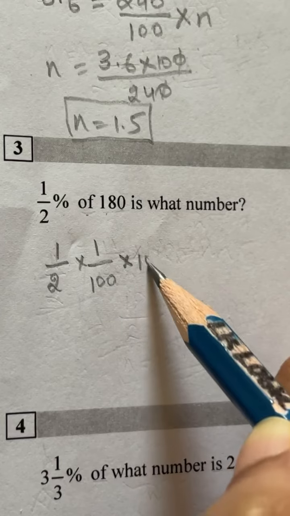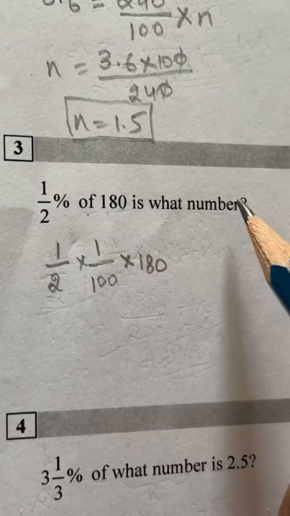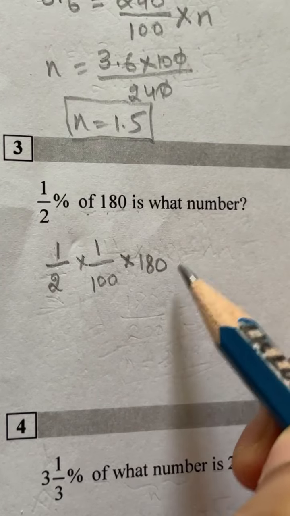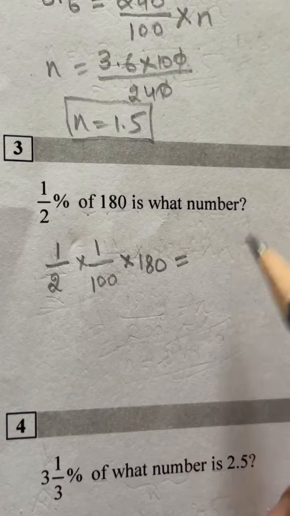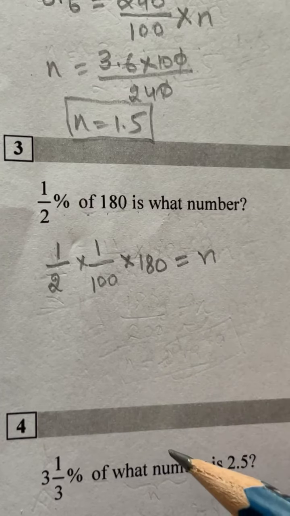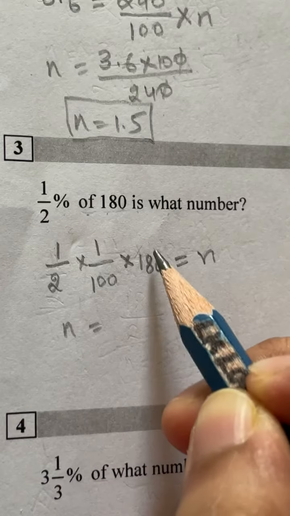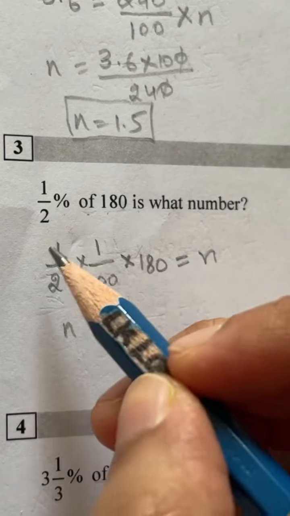180, because we are converting the question into an equation. So is equal to what number? We don't know, let it be n. Alright, now we are just going to solve for that. n is equal to 1 into 1 into 180. That's the numerator part.